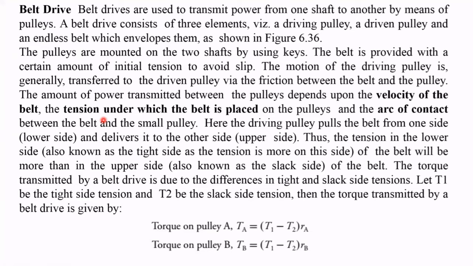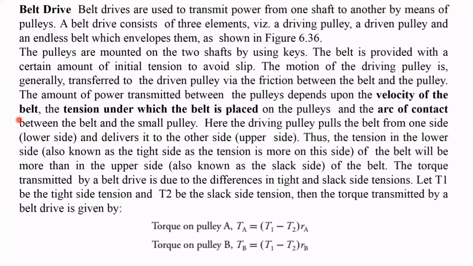Okay, the driving pulley and driven pulley are connected with the help of an endless belt. The pulleys are mounted on the shafts, and they are locked to the shafts with the help of keys. To avoid slip between the pulley and belt, we create some initial tension, and the power transmission of the belt drive depends on the velocity of the belt and tension in the belt and arc of contact between the belt and pulley.